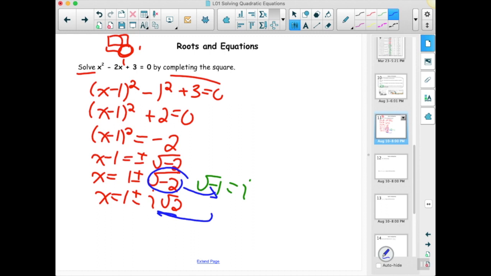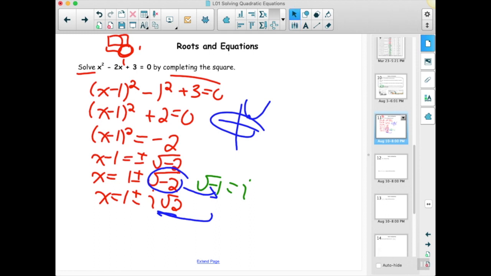So if we think about this, does this make sense? It has complex roots. So this is a parabola that opens up and it has its vertex at (1, 2), and it opens up. So clearly it doesn't cross the x-axis, so it has no real roots. All right, on to the next question.